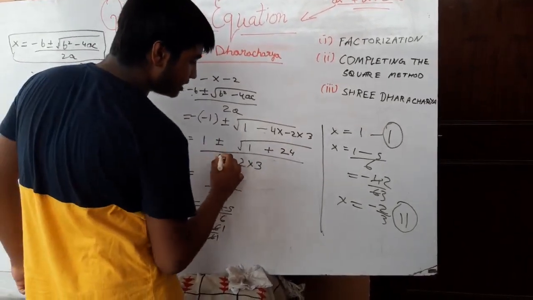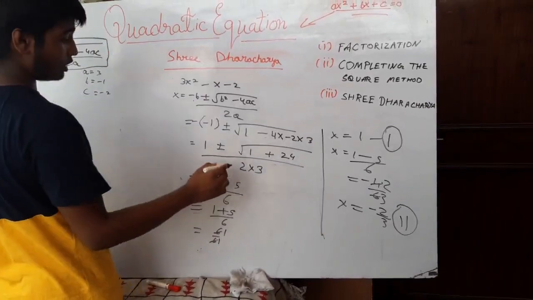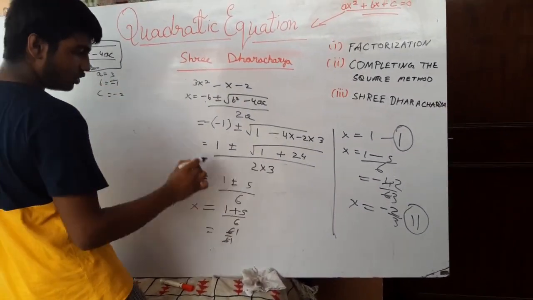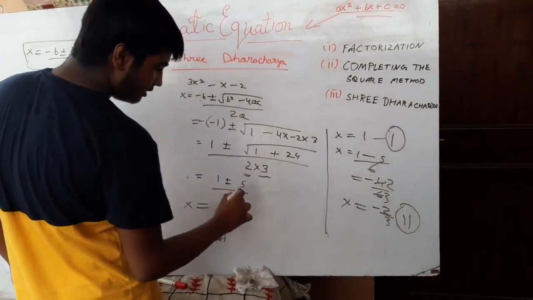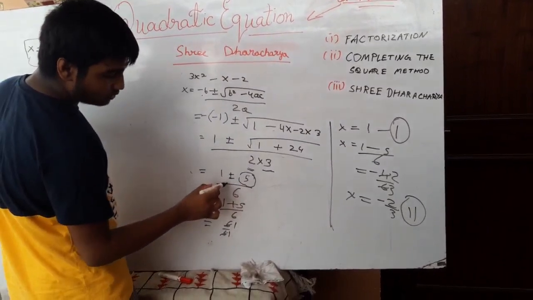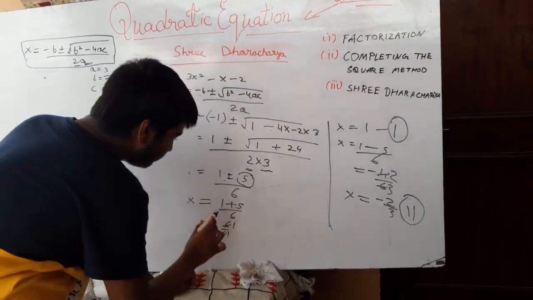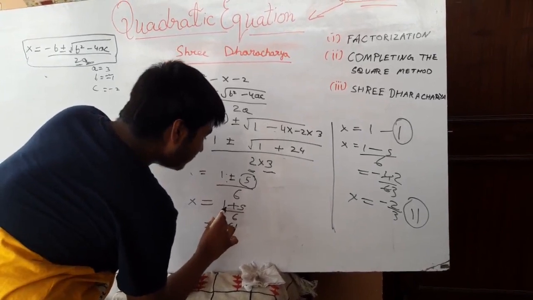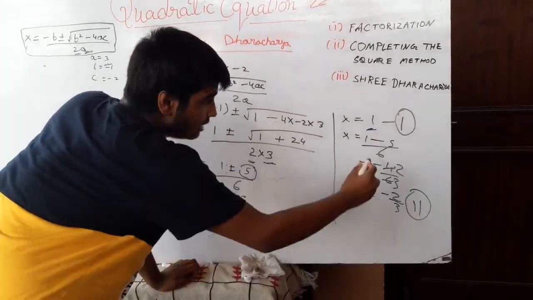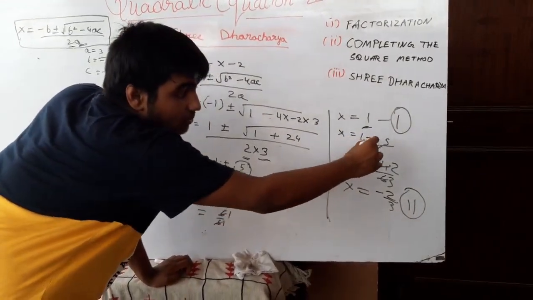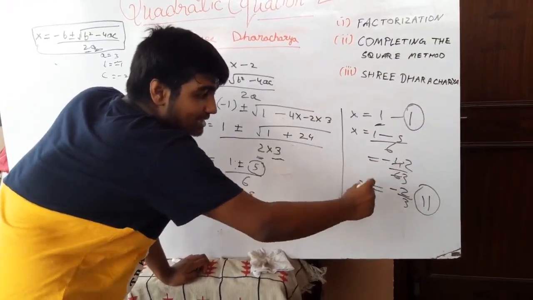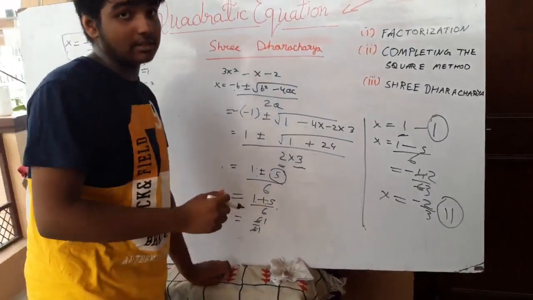So 1 plus minus under root 2 into 3, because we have 2 as b here, and a is 3. 2 into 3 will get us 6, and we'll get two values with this, plus and minus. So if we do plus sign, 1 plus 5 is equal to 6. 6 by 6 is 1. We'll get the first value as 1. And moving further, x is equal to 1 minus 5 upon 6. So if we do the minus, we'll get minus 4 by 6, so minus 2 by 3. This is the second value.